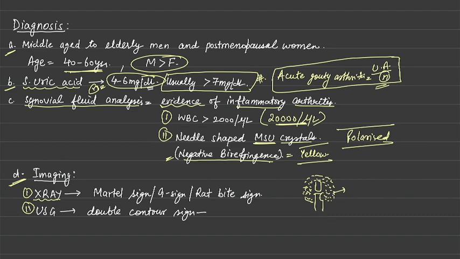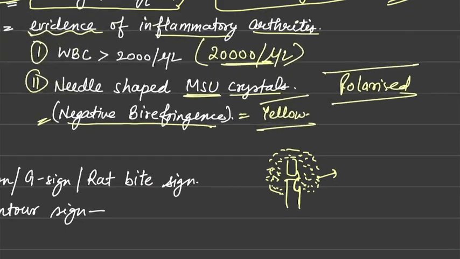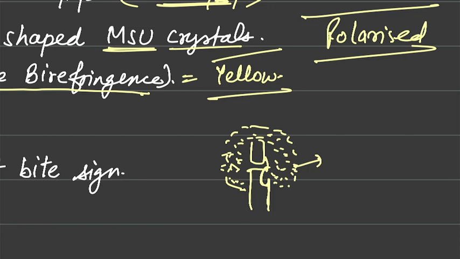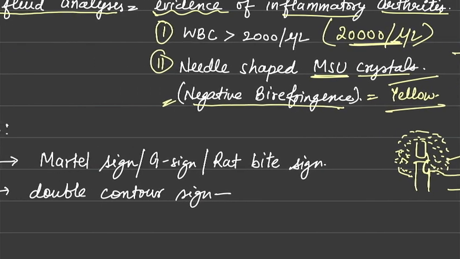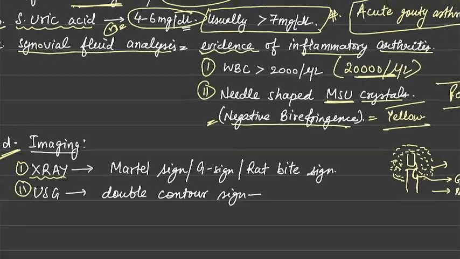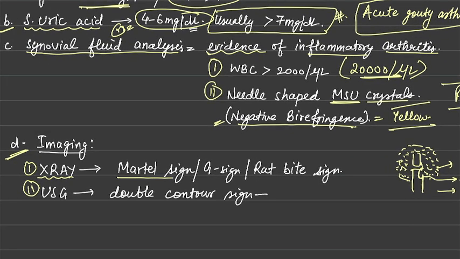This is the resorption of the joint which has taken place. Let us zoom it. This is the resorption of the joint. So resorption occurs in such a way that it gives the appearance of a G. It is also known as the G sign. It is also known as the rat bite sign, right? There are two more names given which need to be remembered. One is the Myrtle sign. Second is the rat bite and G sign that we have already discussed.